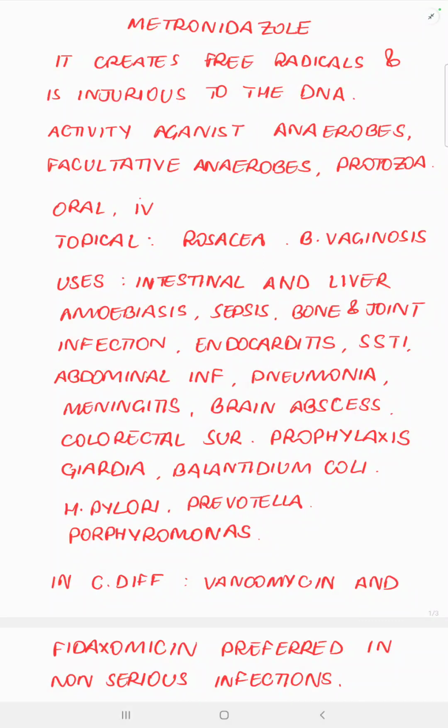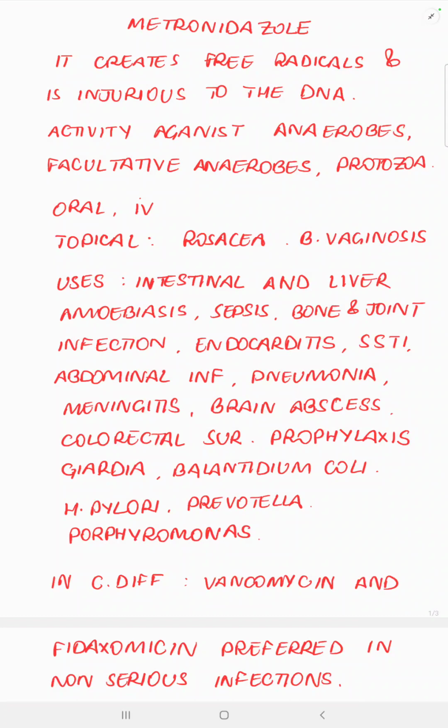Metronidazole is a drug which has been used for decades and still continues to be one of the most important drugs against many anaerobic and parasitic infections. It creates free radicals and is injurious to the DNA, and that's how its mechanism of action works. It's active against anaerobes, facultative anaerobes, and protozoa, and is available as oral, IV, and topical formulations, where it is mainly reserved for rosacea and bacterial vaginosis.